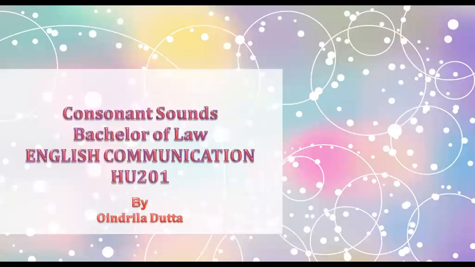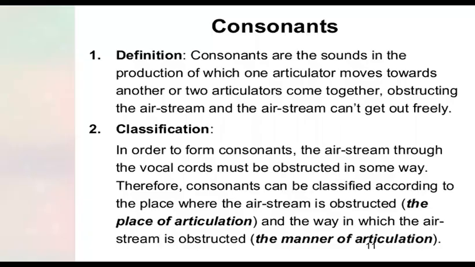And in today's lecture, we will be studying consonant sounds. While learning vowel sounds, we have already learned that there are 20 vowel sounds and 24 consonant sounds among 26 alphabets. So 26 alphabets are producing 44 sounds, among which 20 are vowel sounds and 24 are consonant sounds. So today we will be dealing with those 24 consonant sounds.